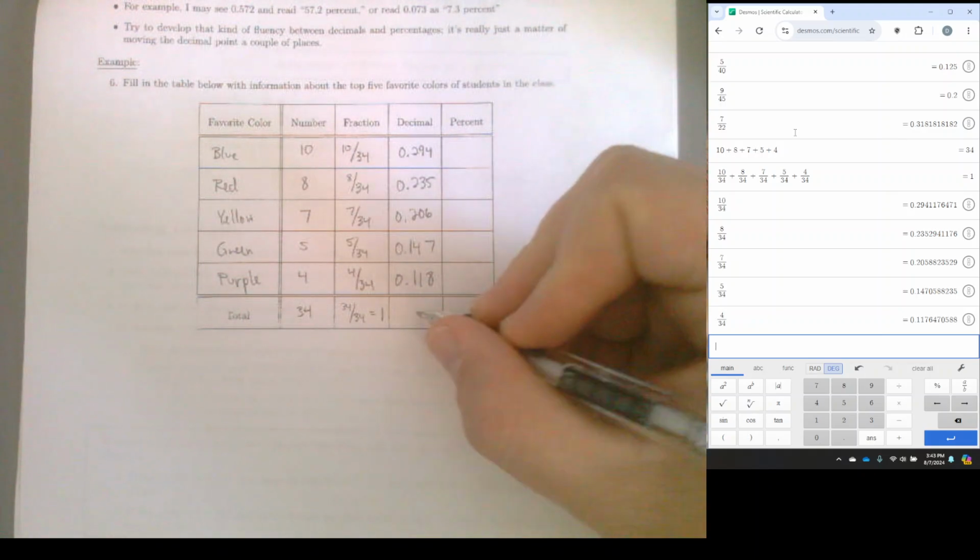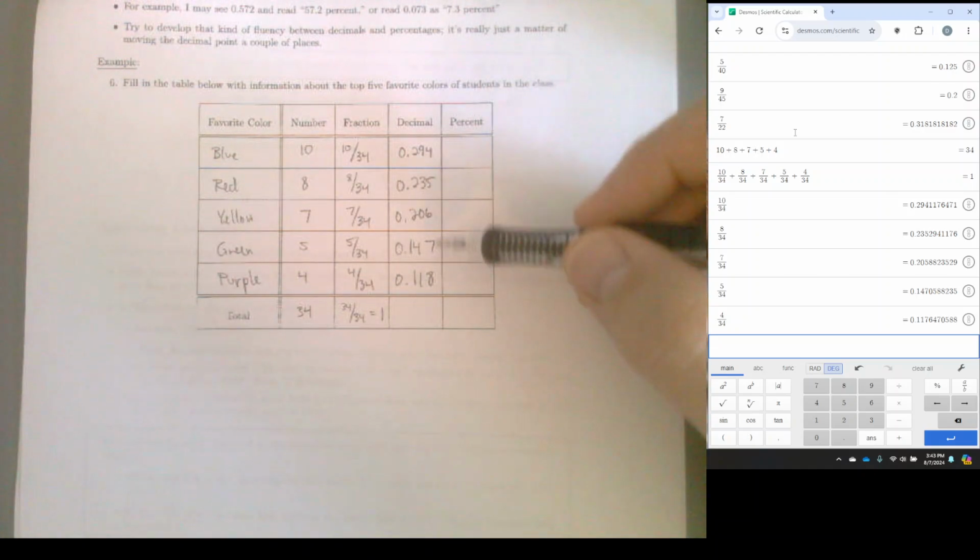And again, when I add these up, I should get 1, but it's possible, since I did some rounding, that I might end up with 0.999 or 1.001 or something like that. So we can double check. 0.294 plus 0.235 plus 0.206 plus 0.147 plus 0.118. I made a mistake on the third one. I called it 0.260, but it should be 0.206. There we go. And then that comes out to exactly 1.